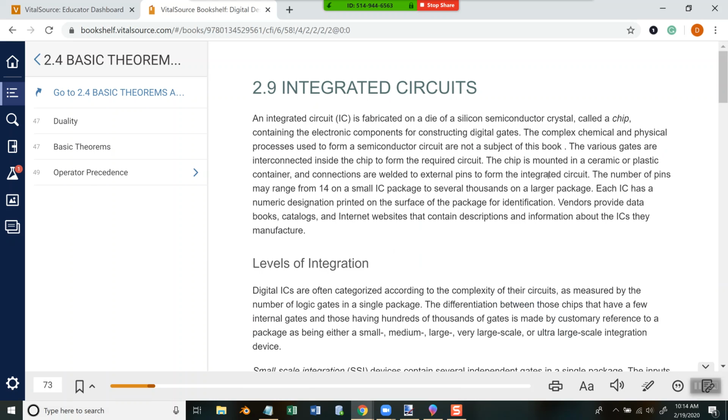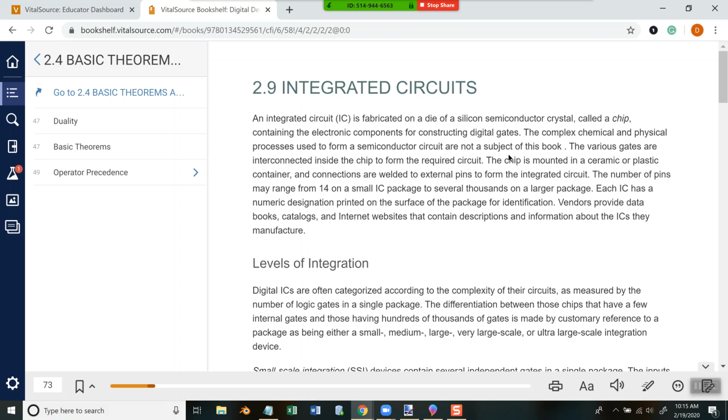Okay, integrated circuits. An integrated circuit (IC) is fabricated on a die of a silicon semiconductor crystal called a chip. It can contain electronic components for constructing digital gates. The complex chemical and physical processes used to form a semiconductor circuit are not a subject of this matter.